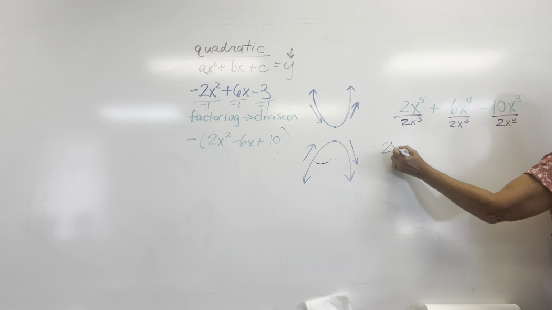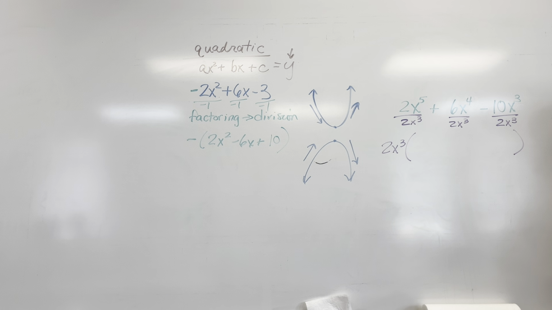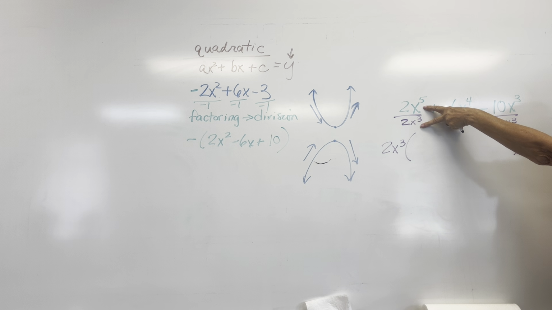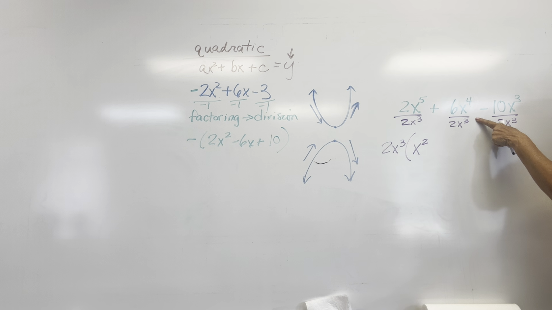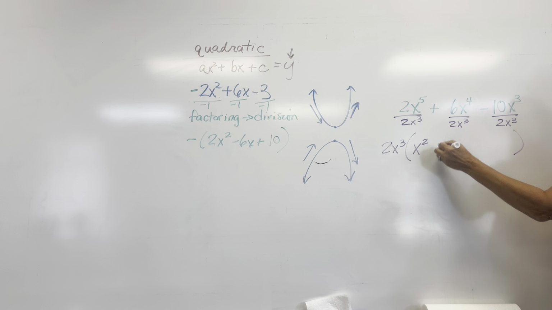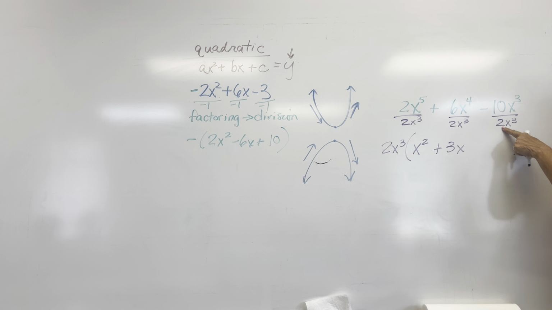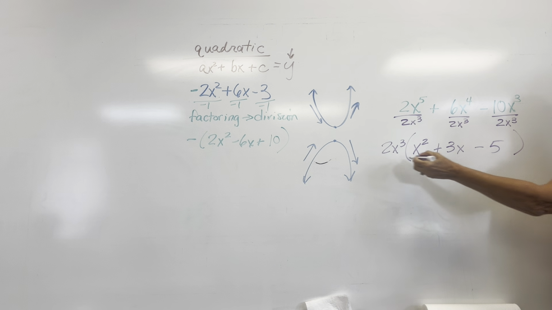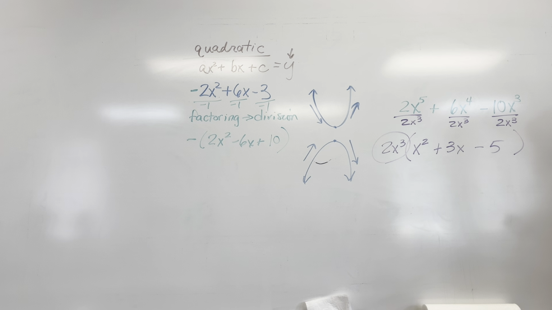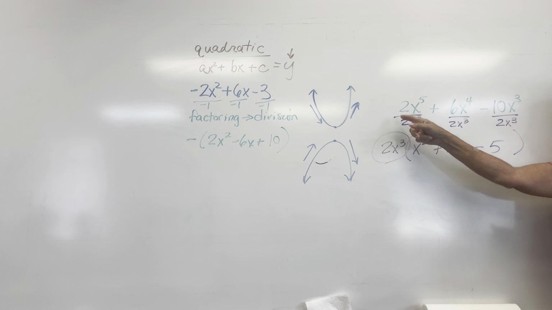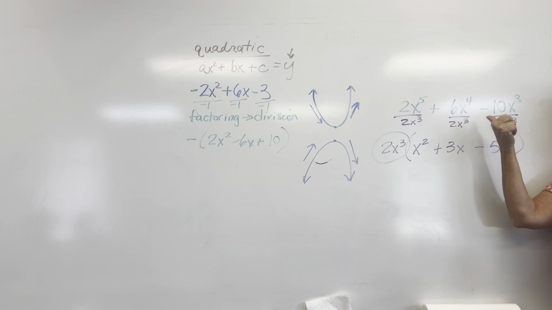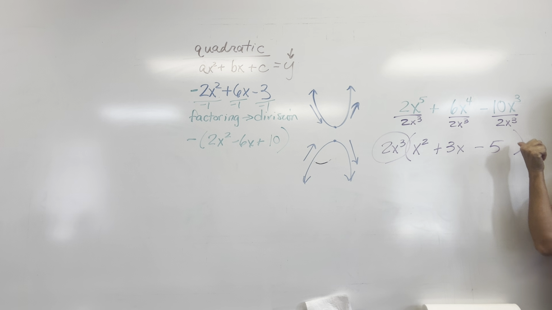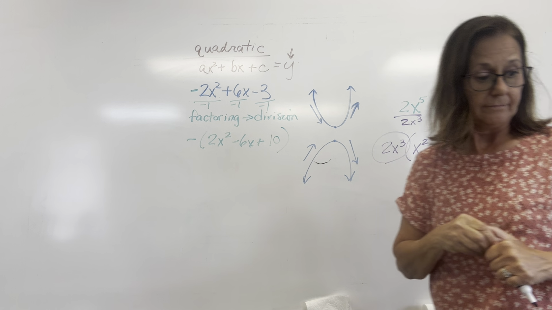So that my 2x cubed goes on the outside. And what am I left with for this first term? X squared. What am I left with here? 3x. And here. -5. All right, so that's called factoring out the greatest common factor. Always with your variables, if the variable is in every term, you choose the variable with the smallest exponent, and that's what I'm factoring out. Make sense?